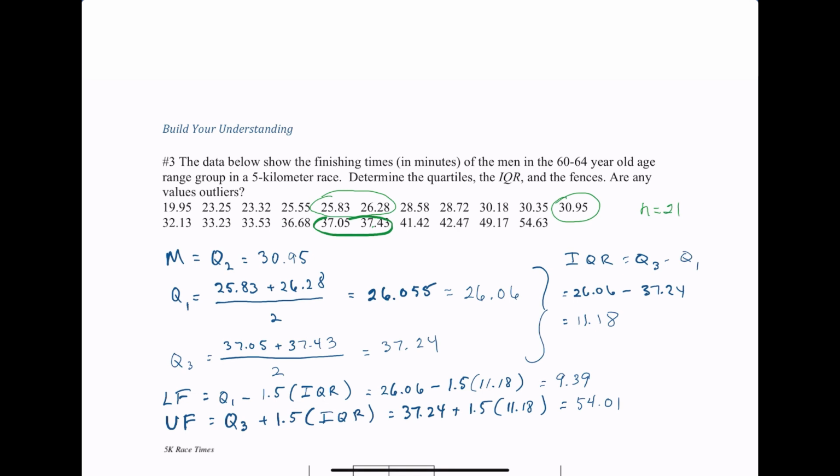So, are there any outliers? Well, there are no data values below the lower fence, 9.39, so there are no outliers in the lower end, but this 54.63, that is larger than the upper fence, 54.01. So we would say then that, I'm kind of running out of room here, but let me put it here. We would say that based on our lower fence and our upper fence, 54.63 is an outlier.